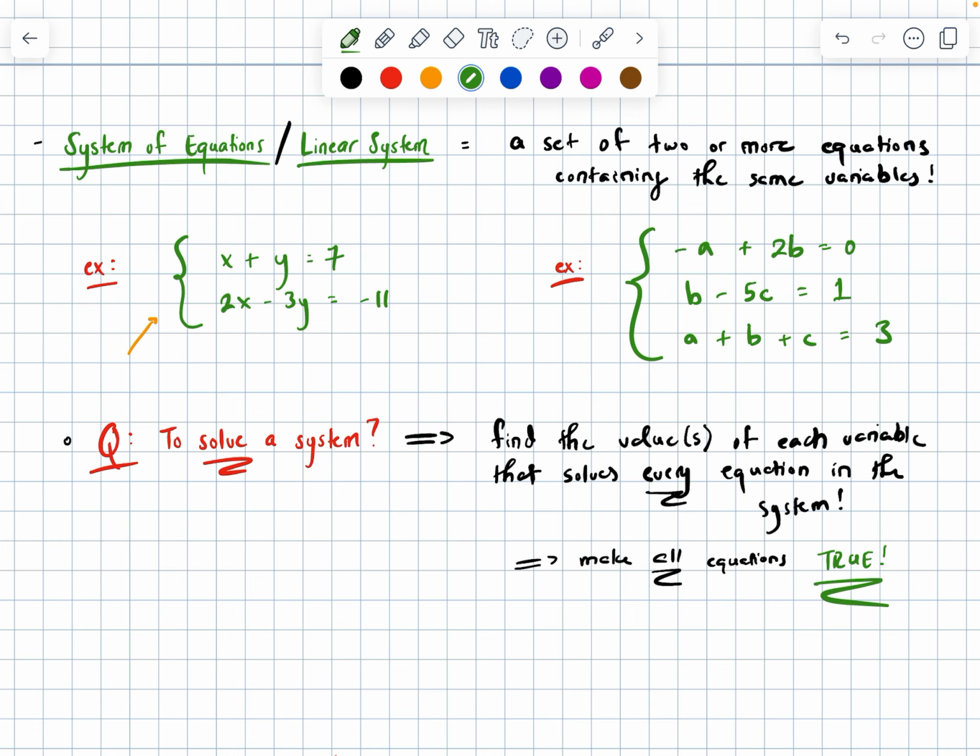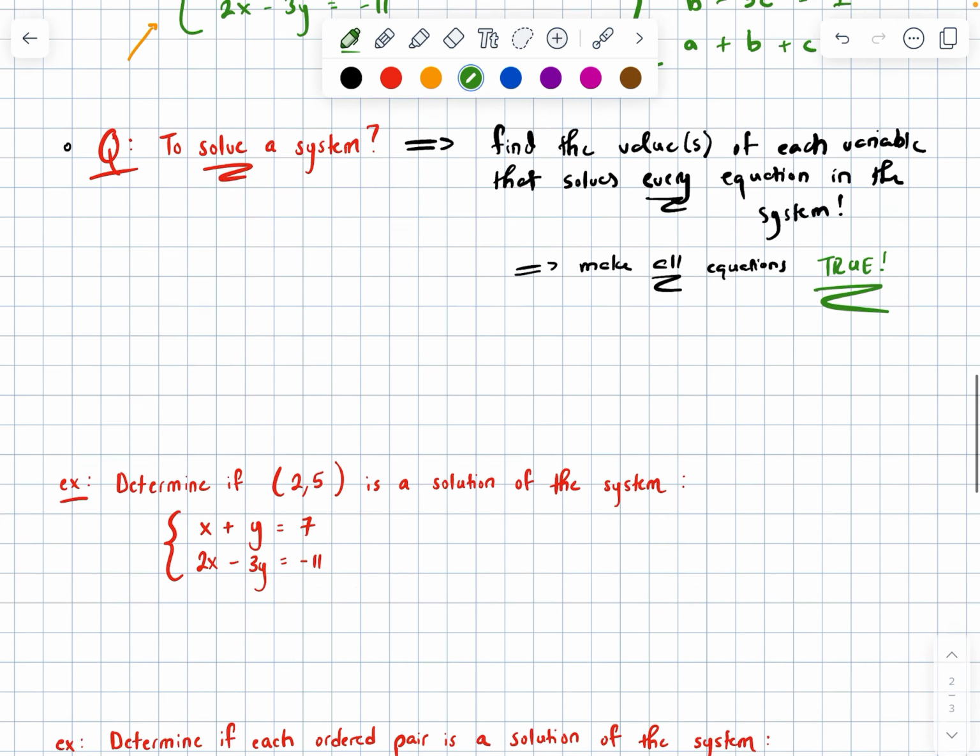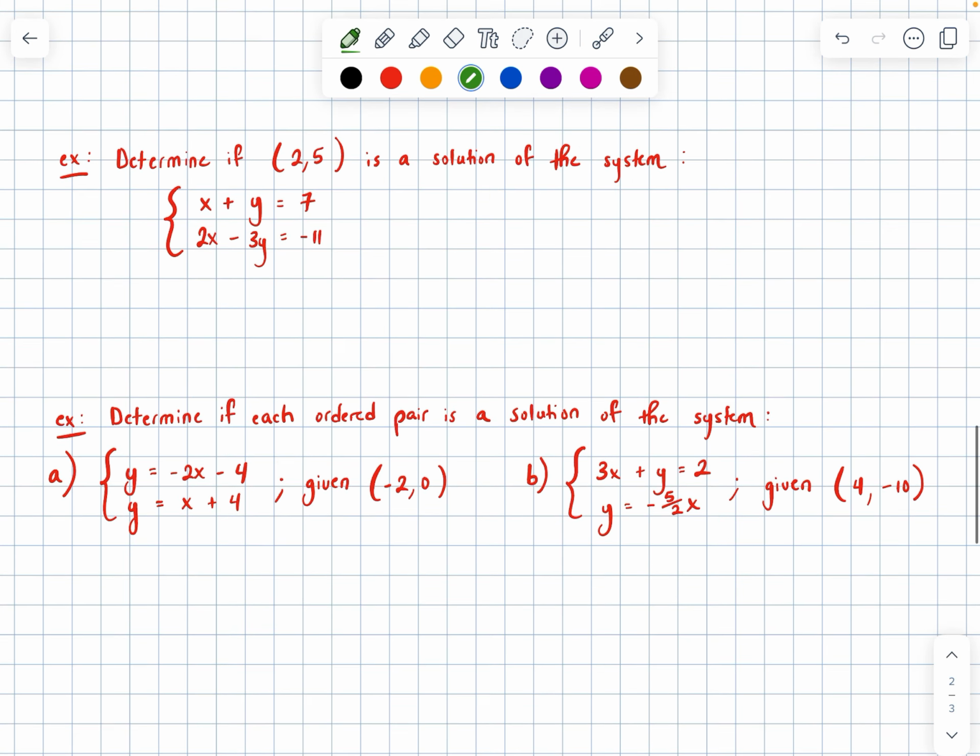But right now, I just want us to be able to identify whether or not something is a solution to a system. So, take for example, this guy. I've got the ordered pair 2, 5, and I want to figure out if it is a solution of the system that I gave you above, x plus y equals 7 and 2x minus 3y equals negative 11. How do you think I would do that?